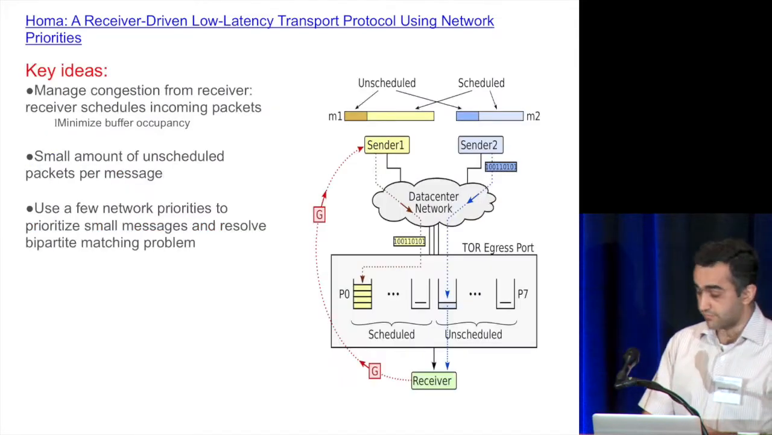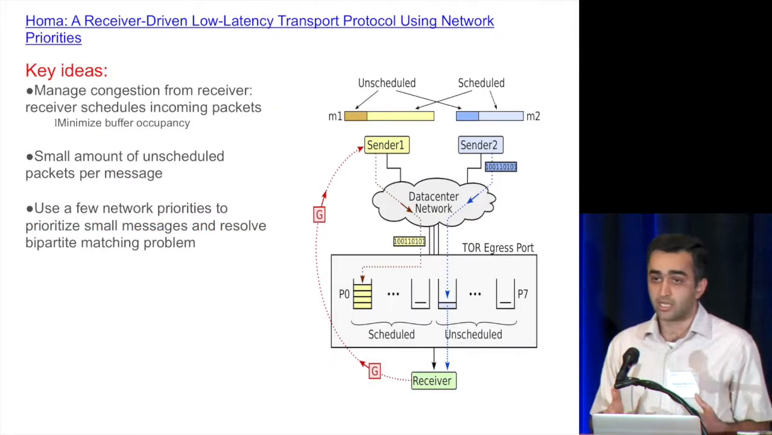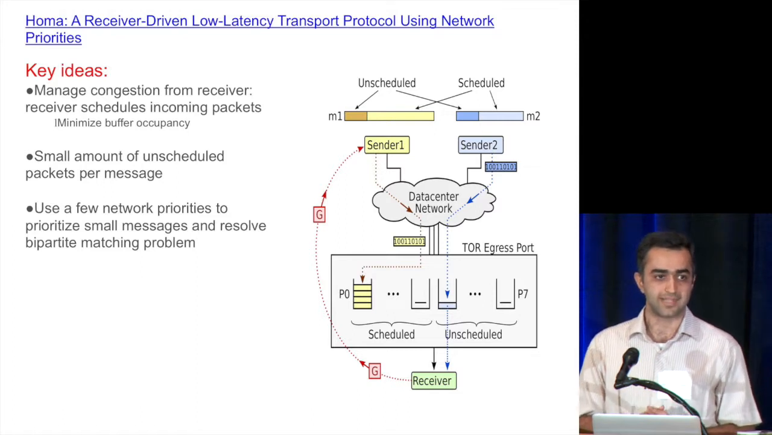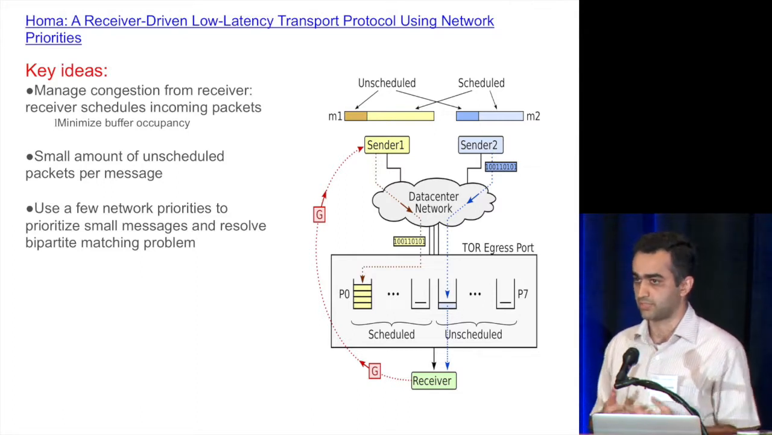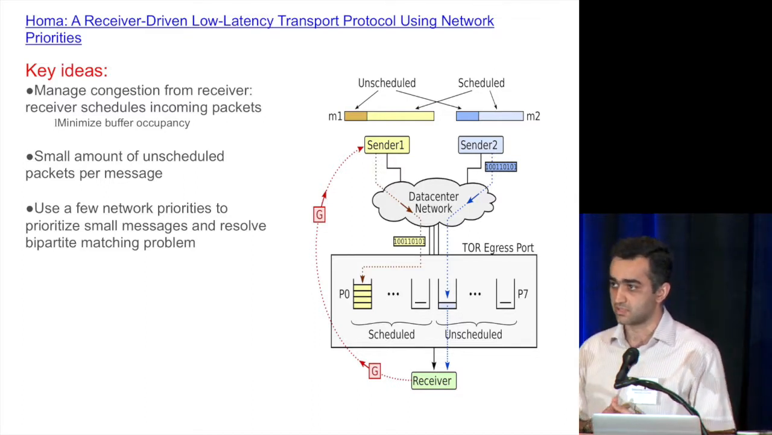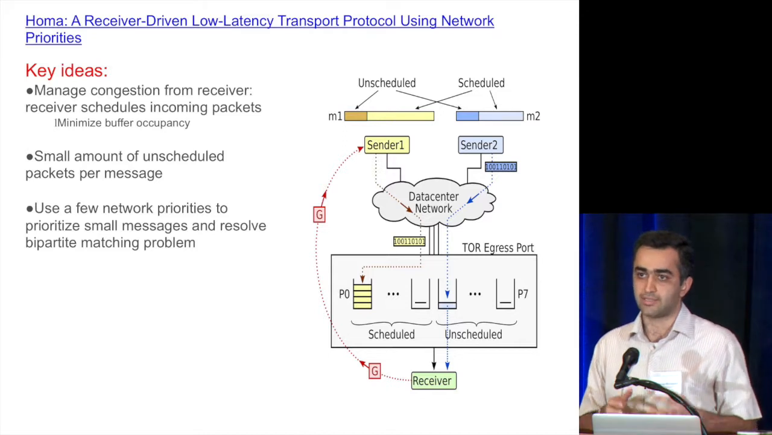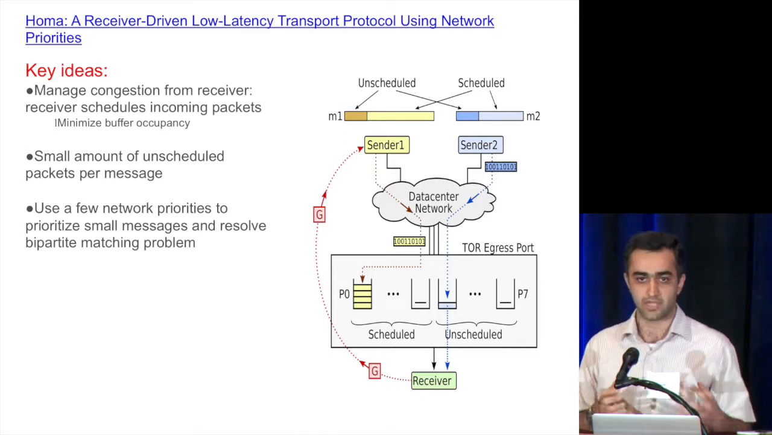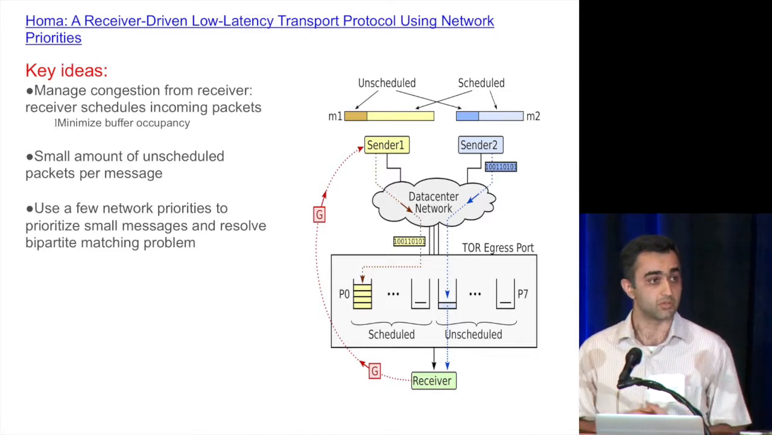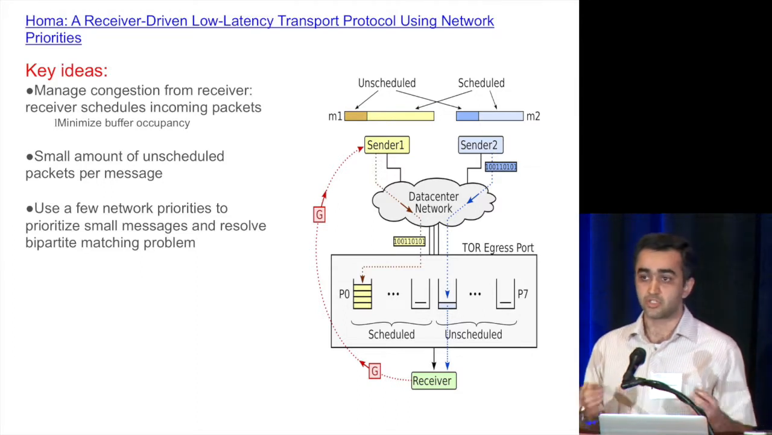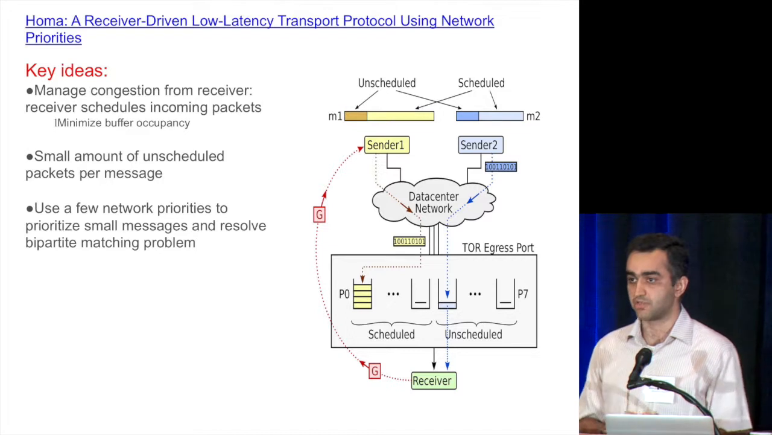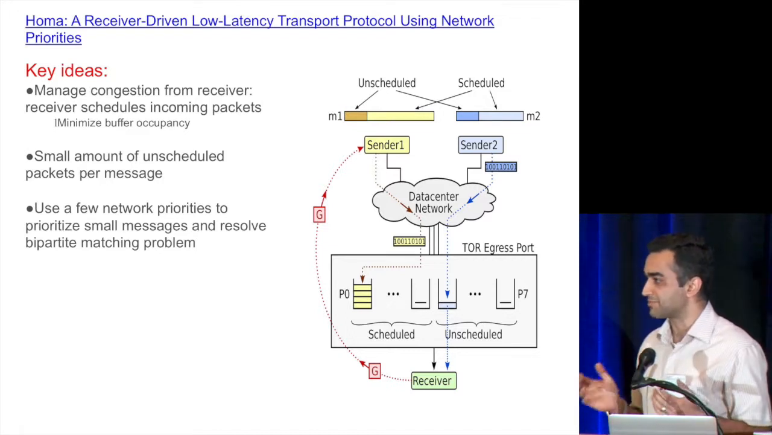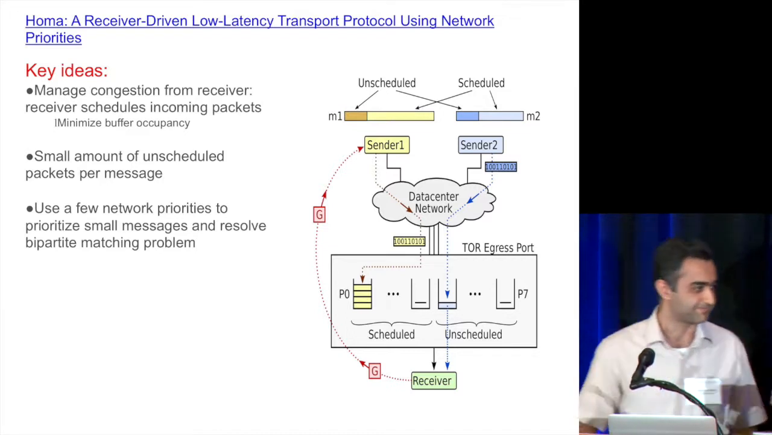The main core idea behind HOMA is that we observe that congestion mainly happens at the top of rack switches near the receivers in the data center fabric. HOMA uses receiver-driven scheduling to reduce this congestion and uses few priorities to achieve those metrics. If you're interested, please stop by the poster.